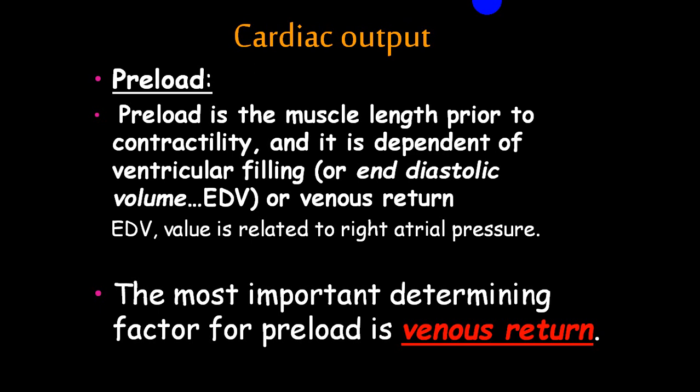That is to say, as we said previously, the end diastolic volume, which is the same as the venous return. End diastolic volume is related to the right atrial pressure. The most important determining factor of preload is the venous return.